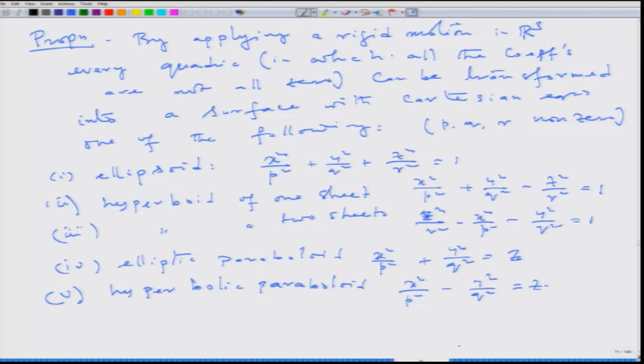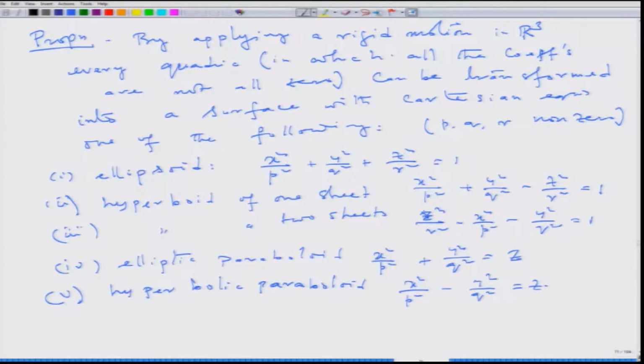Accordingly we wrote down this proposition. Just read it again: by applying a rigid motion in R3, every quadratic surface in which the coefficients are not all 0 (so I am not looking at the equation 0 equal to 0) can be transformed into a surface with Cartesian equation one of the following, where P, Q are non-zero constants.